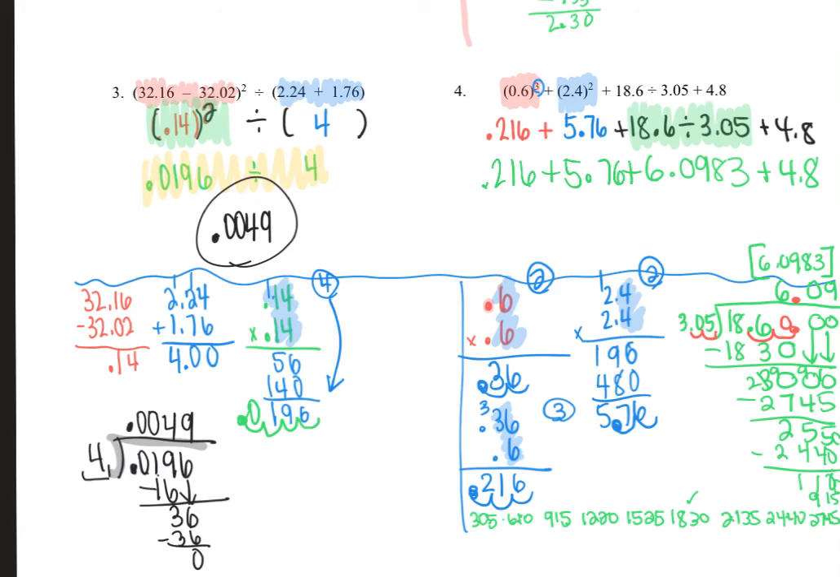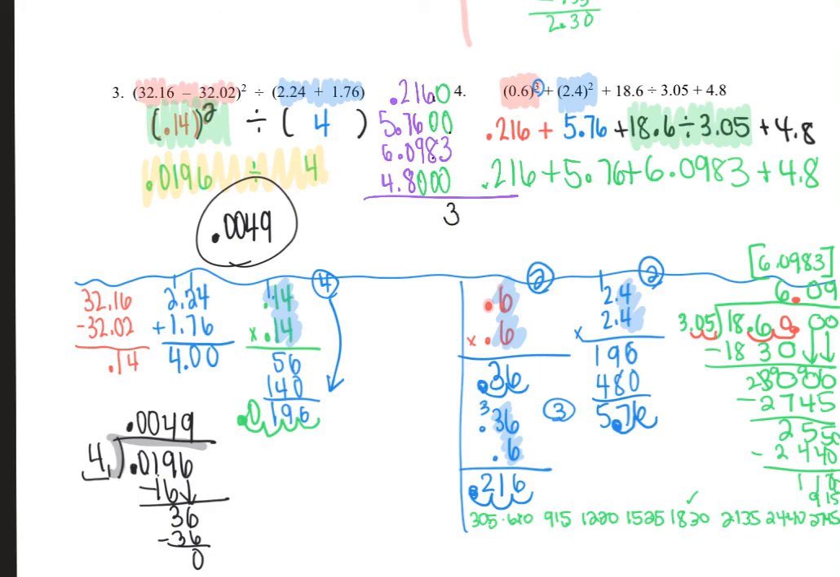Because again, this one's not going to end. And when I do that, I'm just going to write it vertically. Again, with my decimals lining up. So I have 0.216, 5.76, 6.0983, and 4.8. Placing all my placeholders, I need 4 digits after each of them. And then I'm adding.